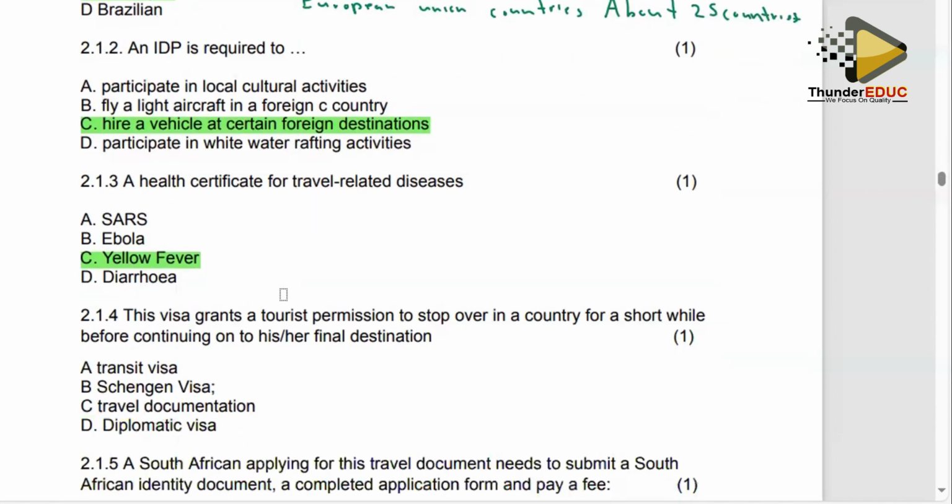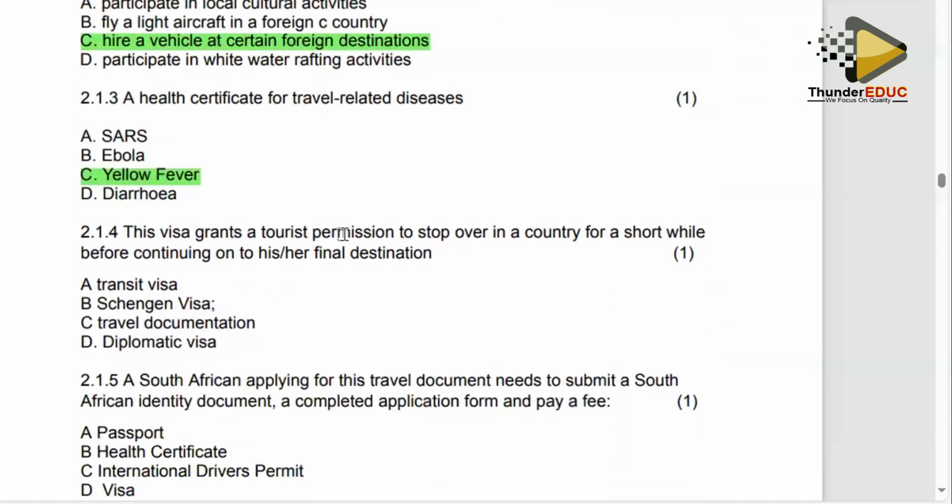Then the visa grants a tourist permission to stop over in a country for a short while continuing to his or her final destination. So this type of visa is known as the transit visa, which allows you to temporarily stop in another country before you go to a foreign destination. For example, if you are traveling from South Africa to China, you might find that there might not be direct flights from South Africa to China. So you decide to pass through Dubai. So in order for you to be allowed in Dubai, you need to produce what is called a transit visa.